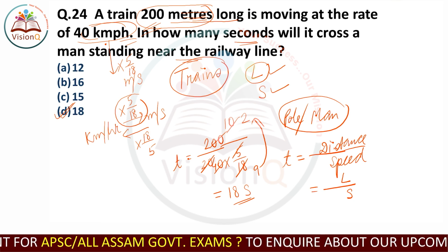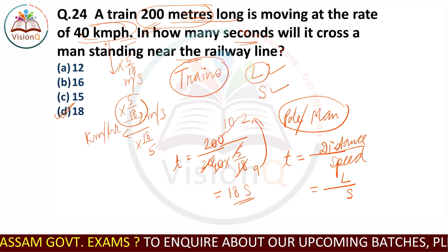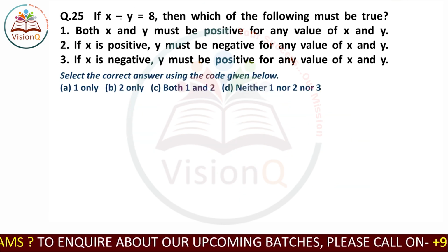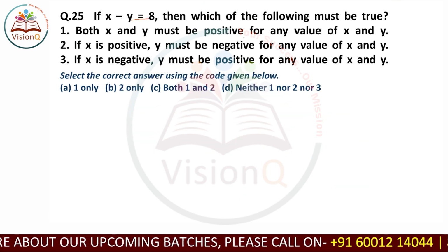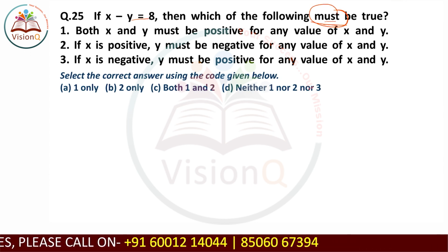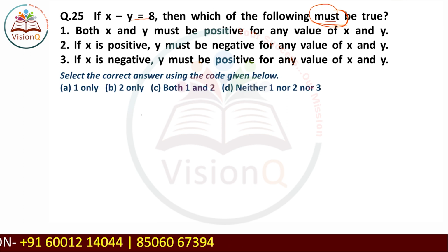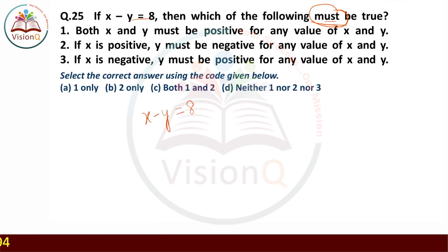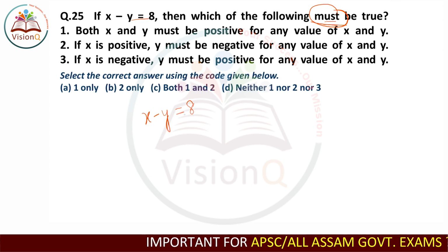So students, let us discuss the next question, which is question number 25. If x minus y is 8, then which of the following must always be true? Must be true. x minus y is 8. Only this is given. So what conclusions can you make from this given statement that x minus y is 8? So x and y are two numbers whose difference is 8.